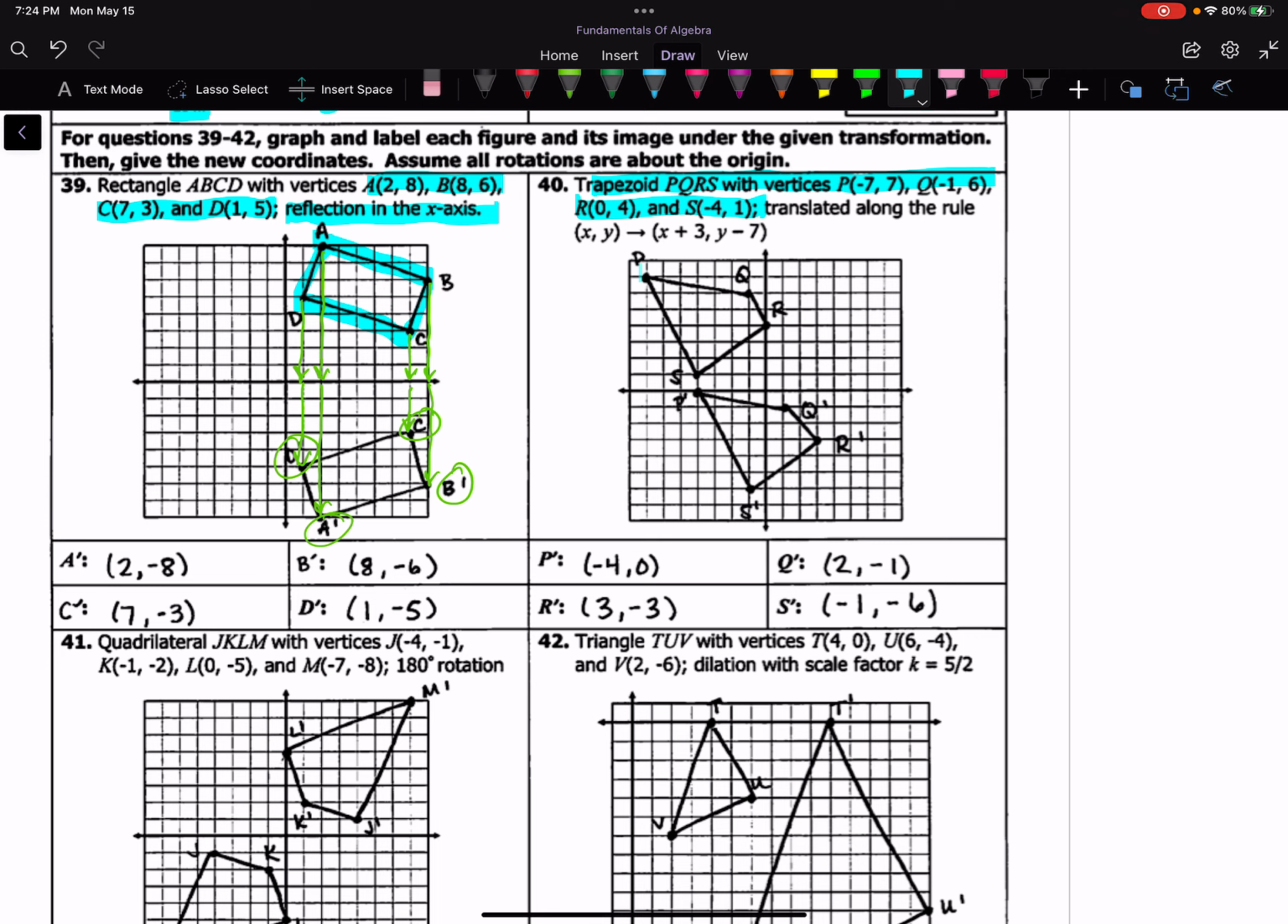There's our trapezoid up here. We're asked to translate +3, -7. So +3 is going to go right. -7 is going to go down. And that's how we end up with that guy. Everything stays the same, just goes +3 to the right, -7 down.